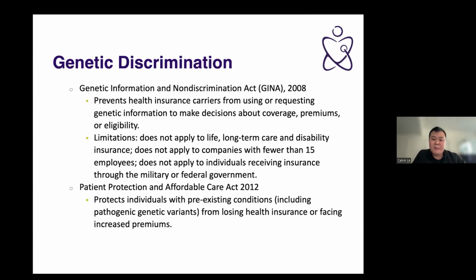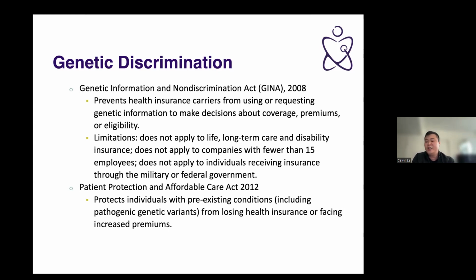The second thing that patients often ask about is the idea of genetic discrimination. That's the idea of using genetic information, genetic testing, to make health insurance decisions and employment decisions. There are two major federal laws that protect patients against the use of their information against them. The first is GINA, or the Genetic Information Nondiscrimination Act, passed in 2008. This squarely prevents health insurance carriers from using or requesting genetic data to make decisions about coverage, premiums, or eligibility.